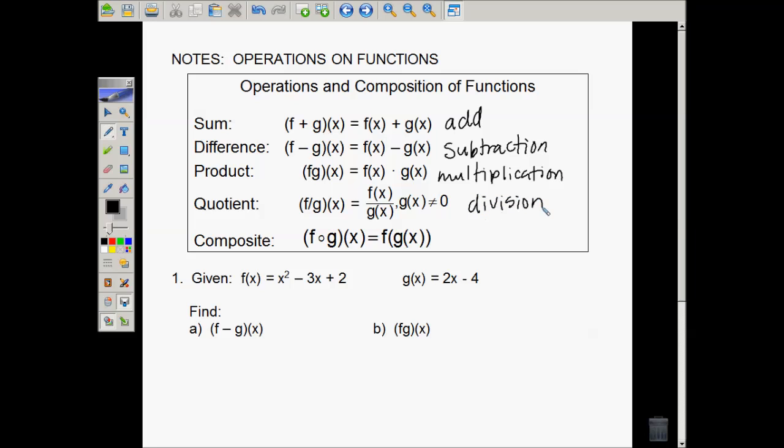Okay? And then our new one is called composite. A composite is when you compose two functions together. Essentially what a composite means is that you're taking one function and you're plugging it into another function as its x value. Okay? And so that's what composite is. Essentially a lot of substitution.